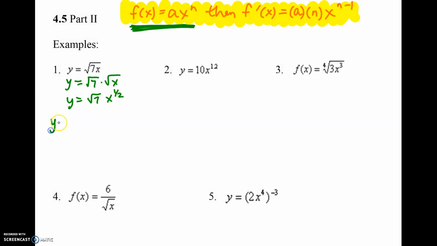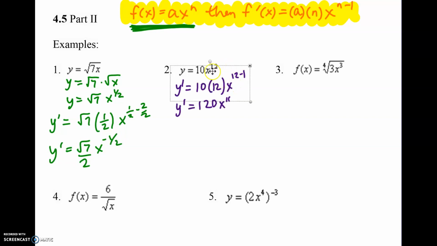So now the derivative, y prime, equals root 7, that's the a, looking up here, times 1/2, that's our n, our exponent, times x to the power of n minus 1. So we have 1/2 minus 2/2. We write the fractions with common denominators, and our final answer then would be root 7 over 2 times x to the power of negative 1/2.